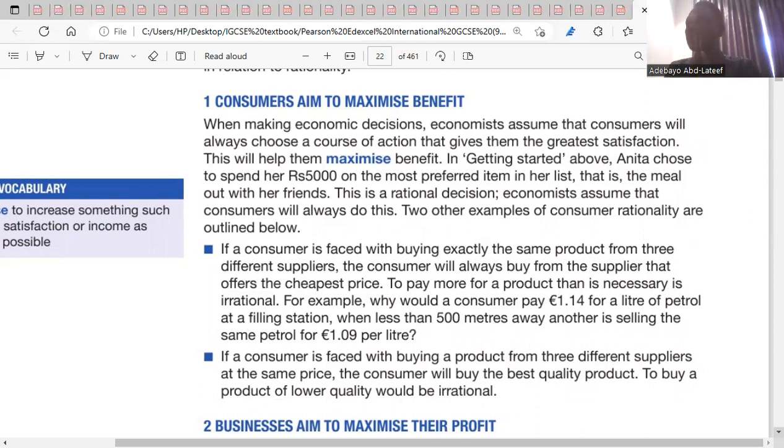That's the cheapest price. But if the prices are the same, and the benefits to be derived are the same, the next thing consumers will think about is the quality. That is what they're saying here. They said if a consumer is faced with buying a product from 3 different suppliers at the same price, the consumer will buy the best quality product. So here, the consumer is filled with choices about quality because price is not part of it anymore.